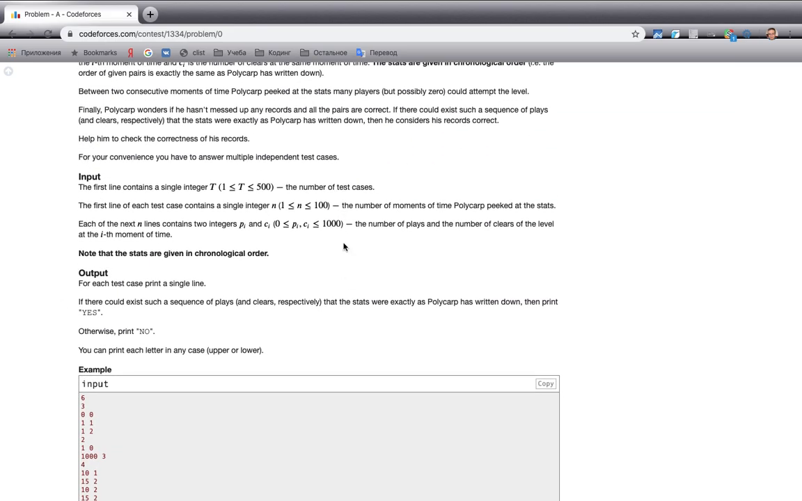So basically we have to add 0, 0 at the beginning and then check if between two consecutive checks the increase in the second counter is not more than the increase on the first counter, and both counters do not decrease.